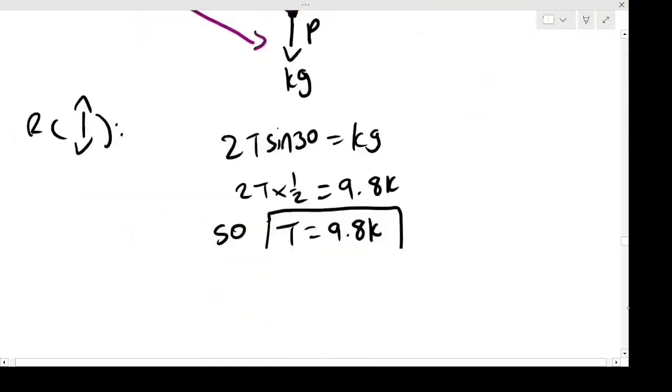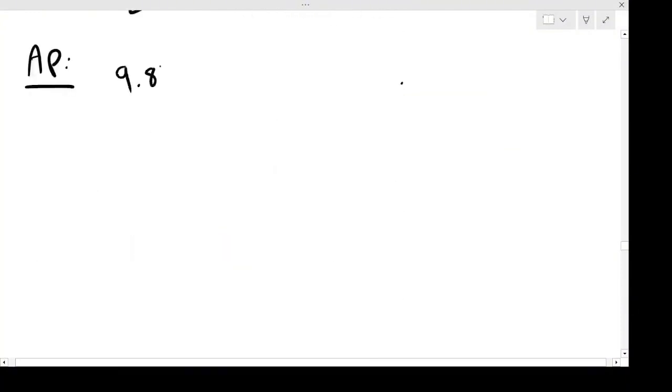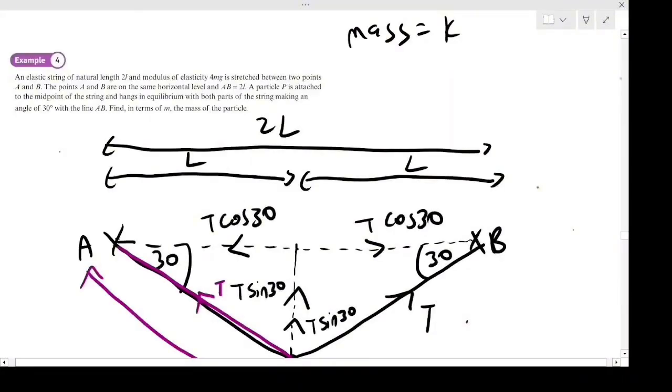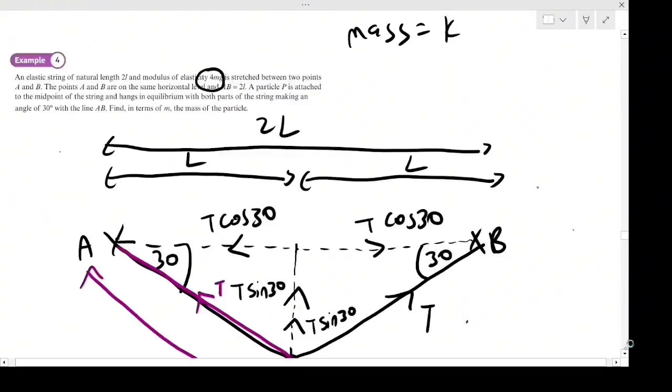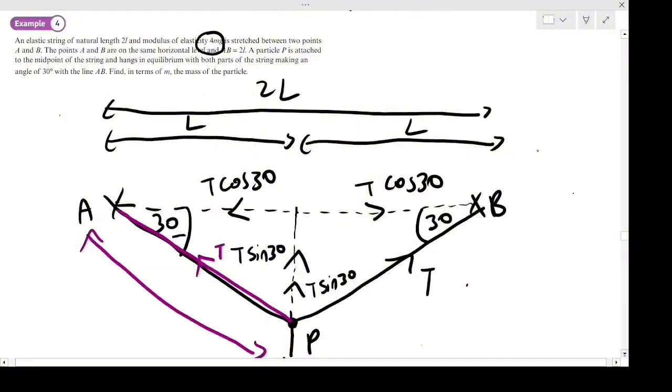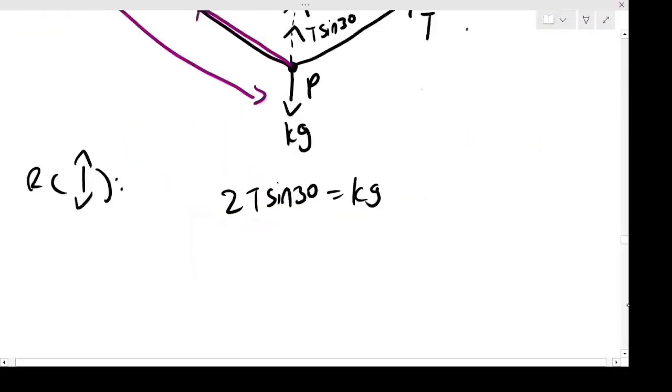So that means T, which I know is 9.8K, is going to equal lambda x over L. Well, the modulus of elasticity is 4mg times extension x over the natural length. Now, as I just discussed, we're only dealing with one half of the string, from A to P. So we're going to be halving the total natural length, because remember the whole string goes from A to P, then P to B. I'm only doing A to P here, so it'd be half the natural length. So it would just be L.